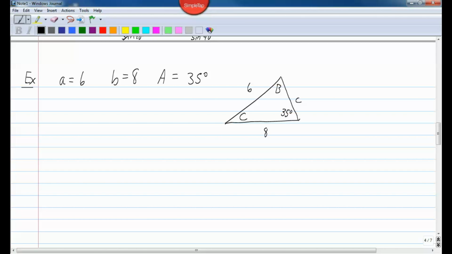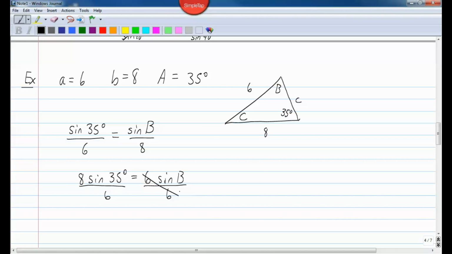So first you need to identify the angle measure and the side that correspond. So the sine of 35 degrees over 6 is equal to, now I can solve for angle B because I know that side B is 8. So that equals the sine of angle B over 8. Now since I have sine of B, I'm going to have to use the inverse in my calculator. So cross multiply and you get 8 times the sine of 35 degrees equals, cross multiply again, 6 times sine of B. Now get sine of B by itself by dividing both sides by 6.